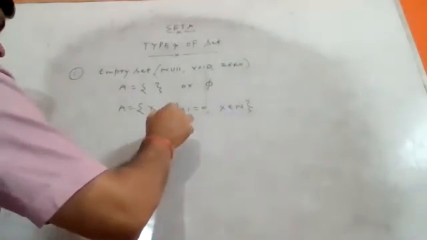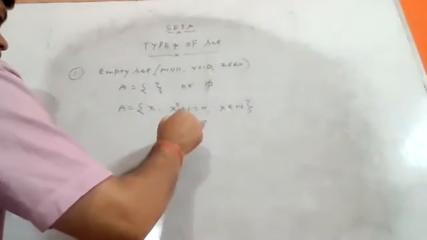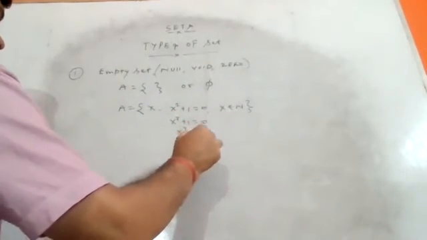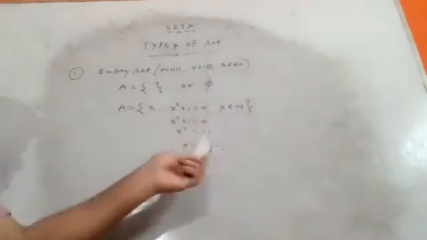Testing this result: x square plus 1 equal to 0, x square equal to minus 1, x equal to plus minus root of minus 1. What is that? Is it a natural number? No, this is not a natural number. This is a complex number. But our set is defined for natural numbers. So that's why we can say this is an empty set, which doesn't have any element. That means it never defines your condition.